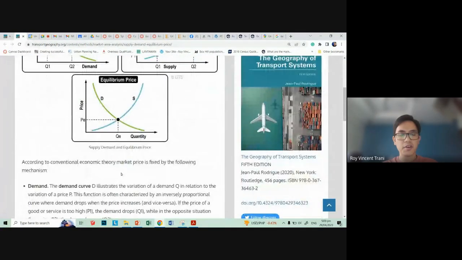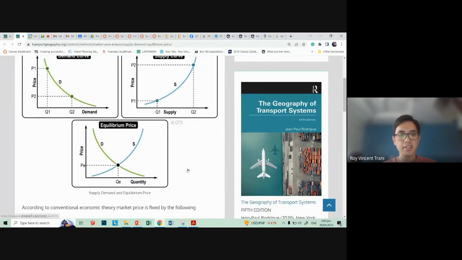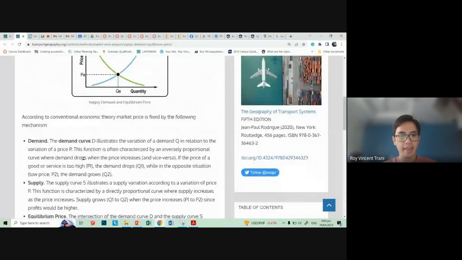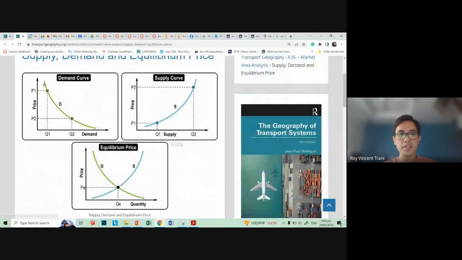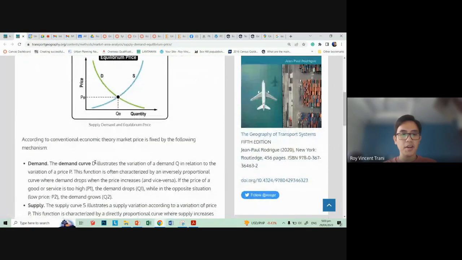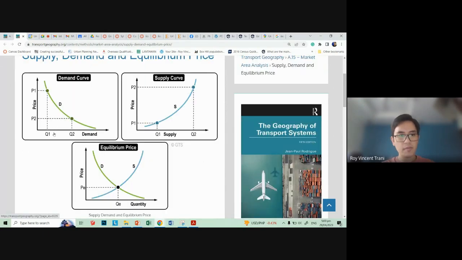According to conventional economic theory, market price is fixed by the following mechanism. We have demand, supply, and equilibrium price. The demand curve is here on the left side, in green. As we all remember, the demand curve illustrates a variation of demand Q in relation to the variation of price P. So the demand is Q, the price is P.